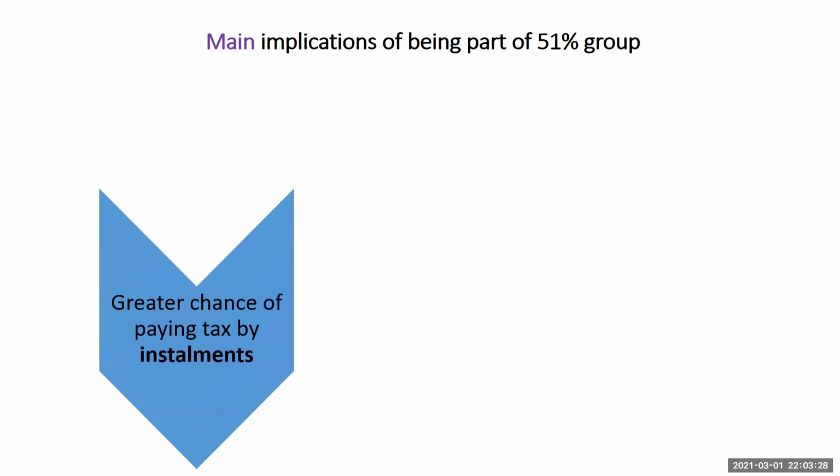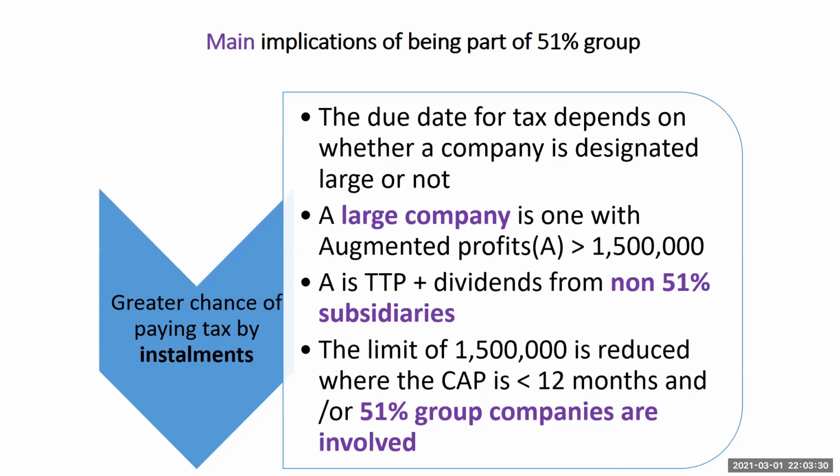Great. Now, what are the main implications of being part of 51% group? Okay, there's a greater chance that we'll have to pay our taxes in installments. Now the due date for tax depends on whether the company is large or not. So the key thing is the due date for tax purposes depends on whether the company is large or not.